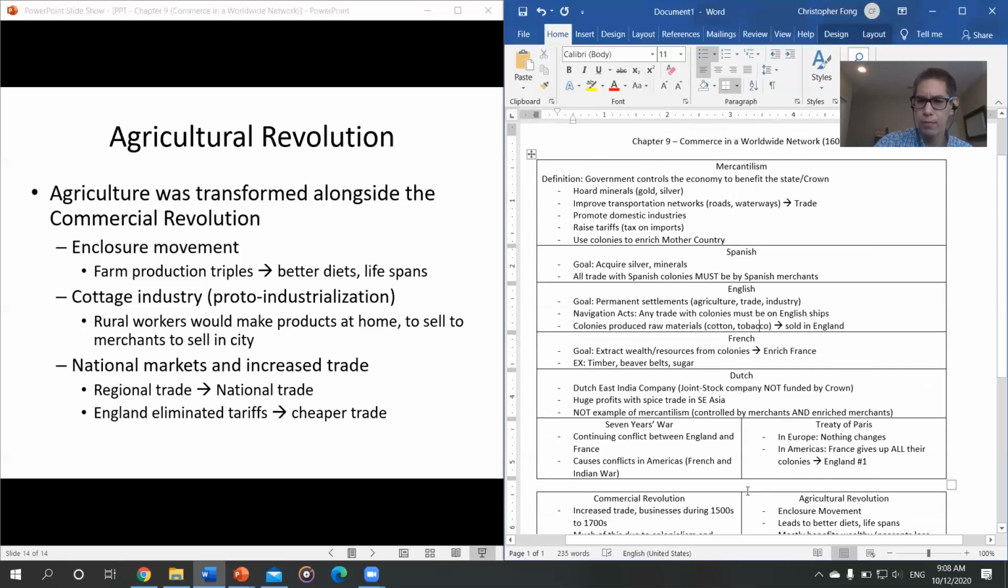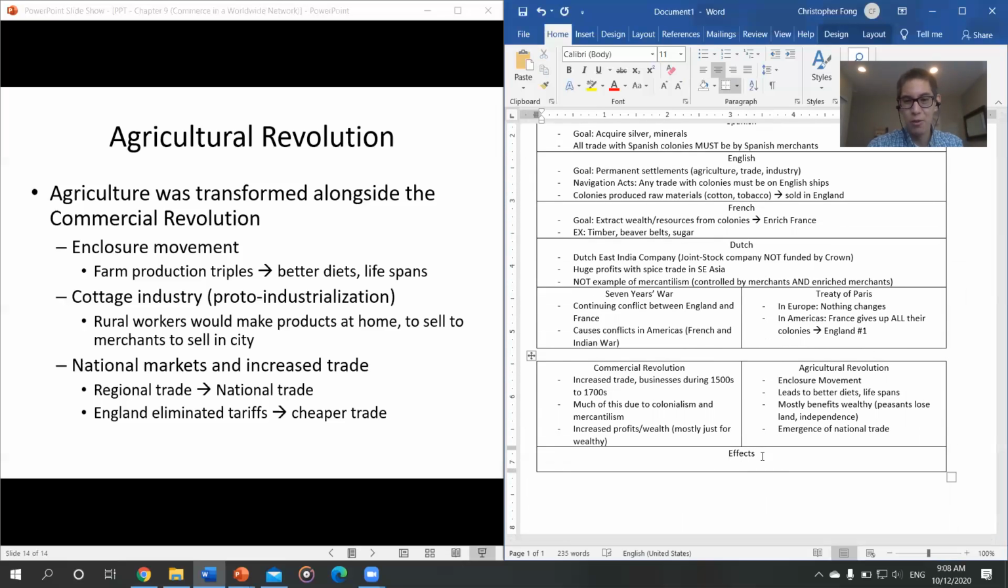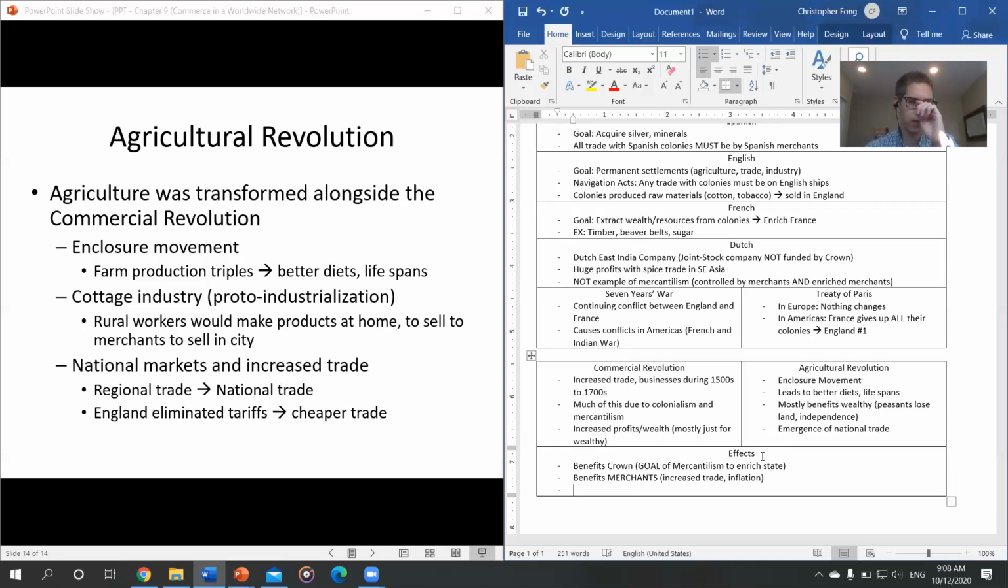trade much more. So I don't know what I meant when I said effects here, but I'll just talk about kind of who benefits and who is harmed here. This certainly benefits the crown because, again, remember the goal of mercantilism is to enrich the state. It certainly benefits merchants because we see increased trade, we see inflation, we see huge profits.